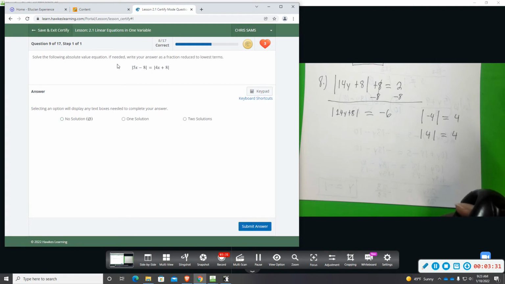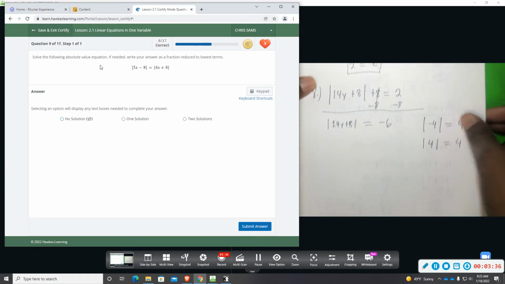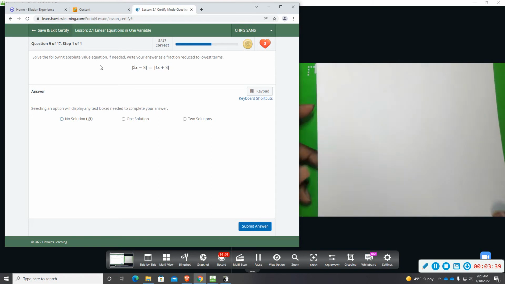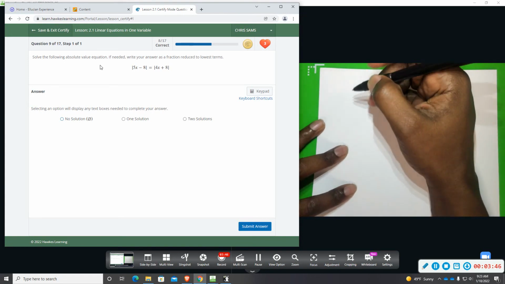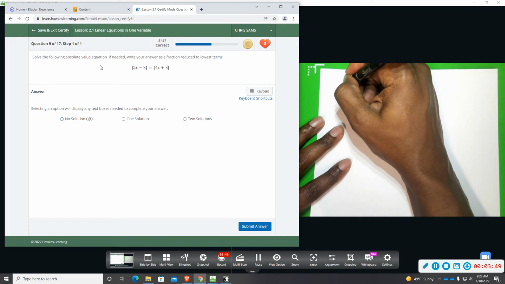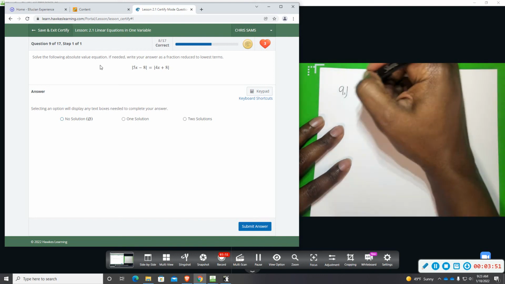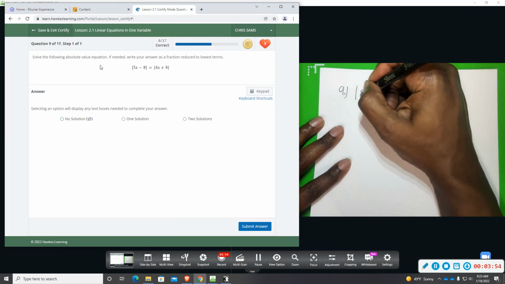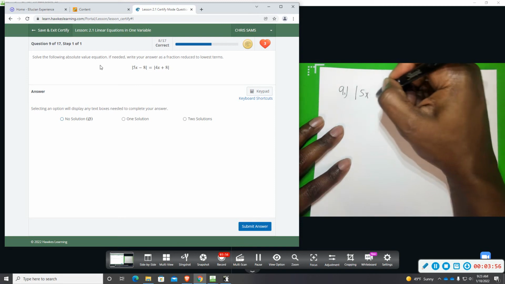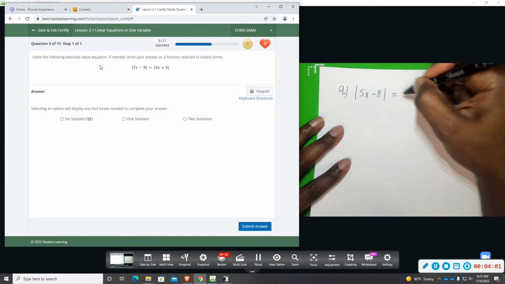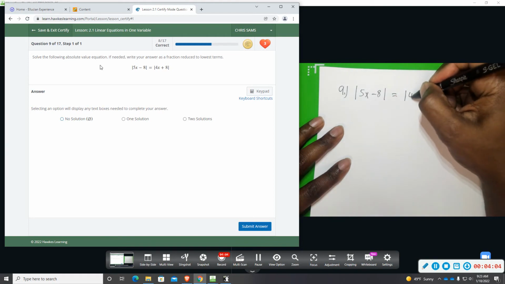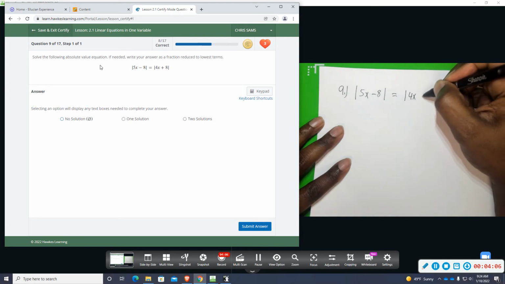So, with number 9, we actually will be able to solve this one. Hopefully, looks like it will. Let's solve this. Okay, so number 9. We have 2 absolute value expressions. Both of them are isolated, which is good. So we have absolute value of 5x minus 8. And then on the other side, we have equal absolute value of 4x plus 8.